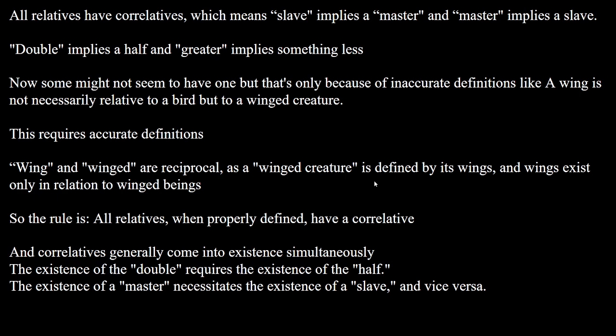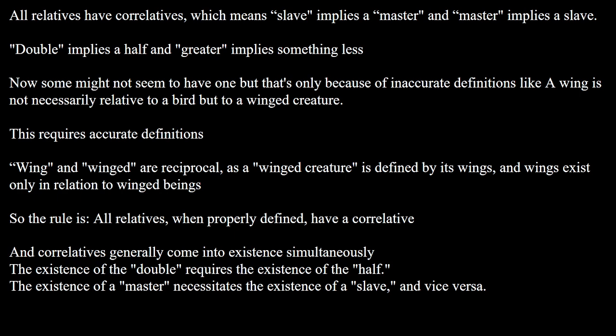And all relatives have correlatives, which means slave implies a master and master implies a slave. Double implies a half and greater implies something less. Now, some might not seem to have one, but that's only because of inaccurate definitions, like a wing is not necessarily relative to a bird, but to a winged creature. This requires accurate definitions. Wing and winged are reciprocal, as a winged creature is defined by its wings, and wings exist only in relation to winged beings. So the rule is, all relatives, when properly defined, have a correlative.